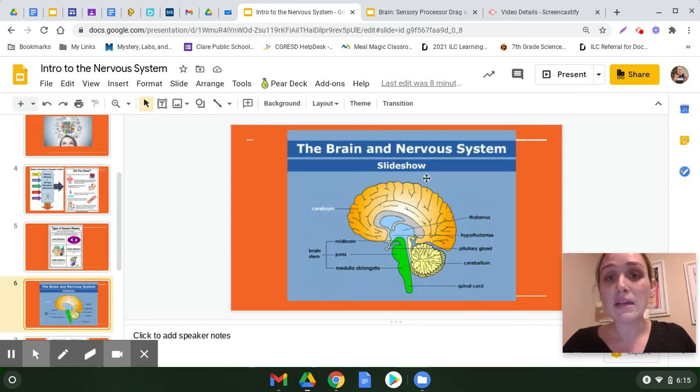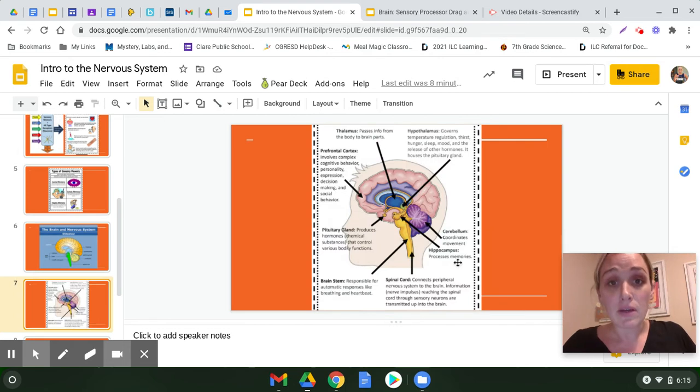And so your brain has many different components, just like a lot of different organs in your body. Your heart has different components. Your brain does too. You have your thalamus, which passes information from your body parts to your brain. You have your hypothalamus, which governs things like temperature, thirst, hunger, sleep, mood, and it also helps release hormones, and it is home to the pituitary gland. The pituitary gland produces hormones, or chemical substances that control various body functions.